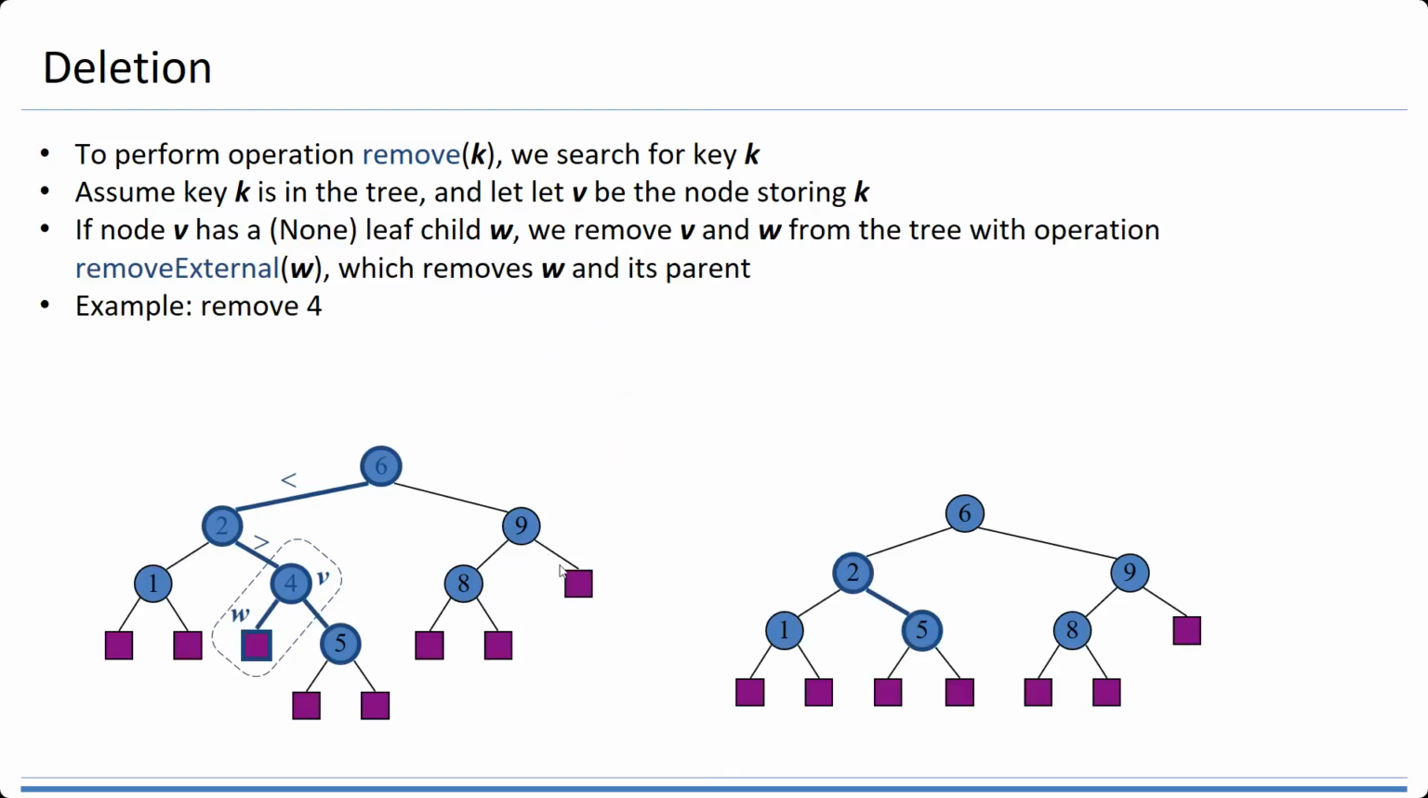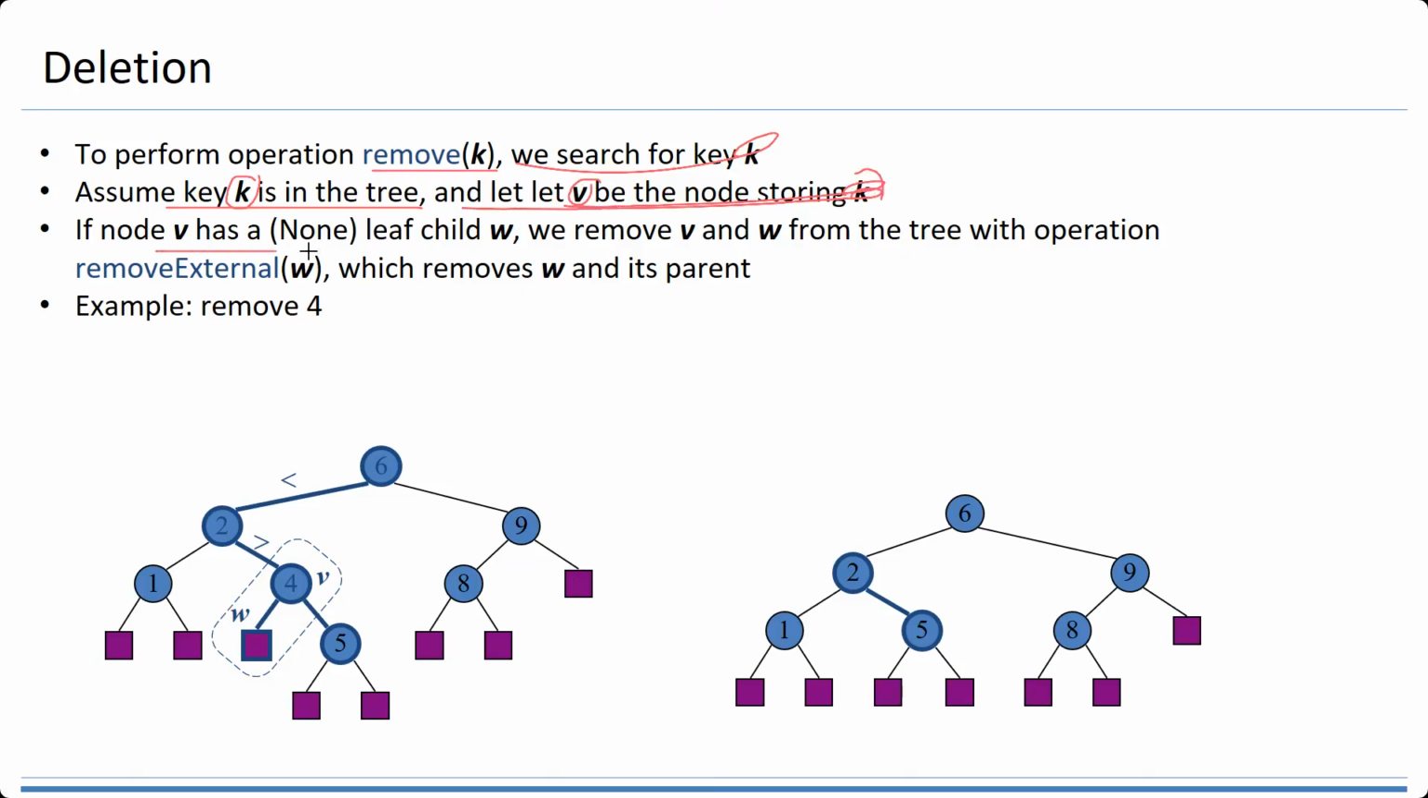Now, how if we want to remove or delete? In order to perform the removal, we search for the key K. Assume that the K is in the tree. So let's now just find some key that is available in the tree. And then let V be the node storing the key. So we have the V, but we do not use the value. Let's just say V is the node that stores the key.